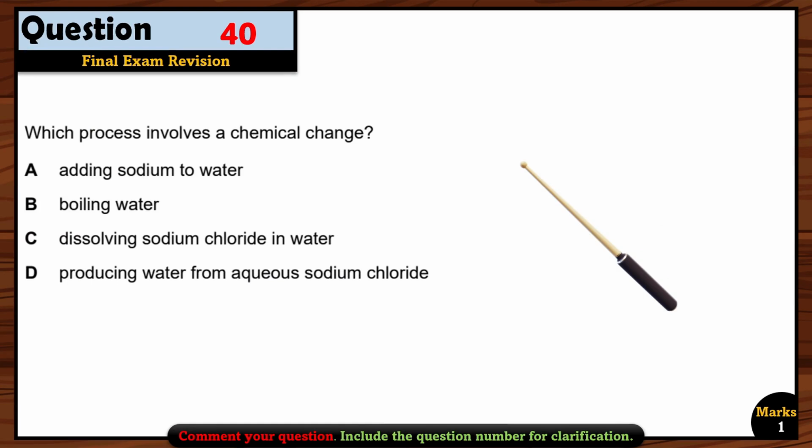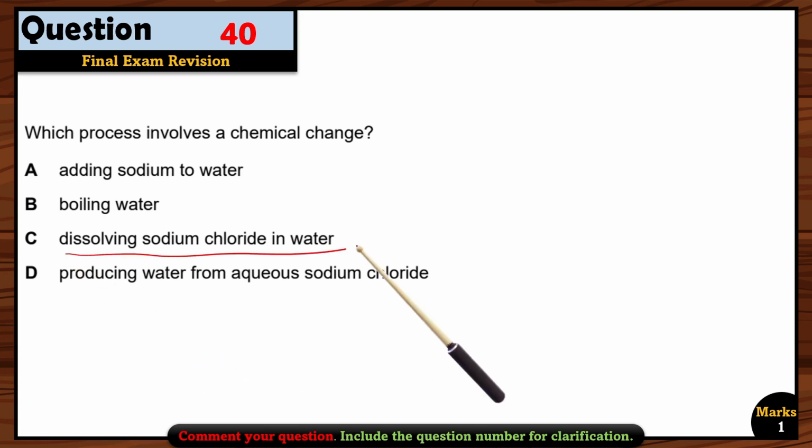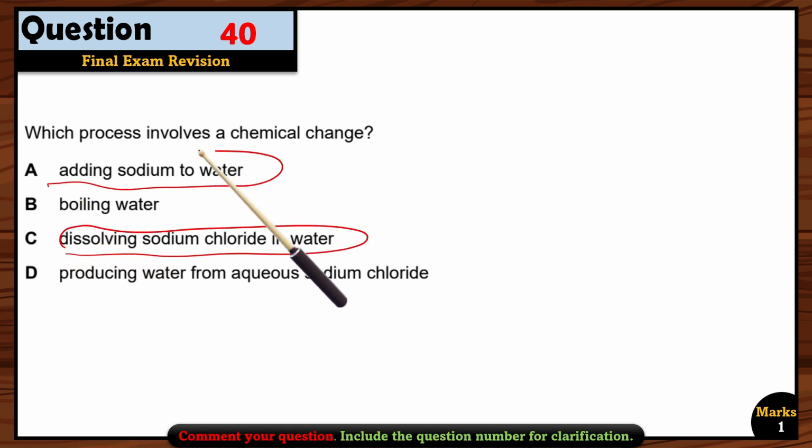Most of the students already know what a chemical change and a physical change are, but the common mistake they usually make in this question is when they are given the options of adding sodium to water and dissolving sodium chloride in water. They forget that sodium is a metal and sodium chloride is an ionic compound, a salt. So they just think that both options are not chemical changes, they are physical changes. No, please read the question carefully.